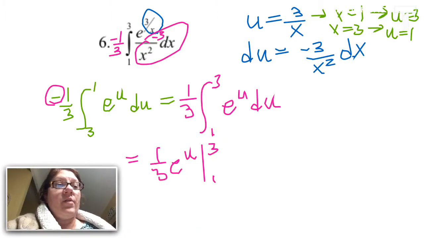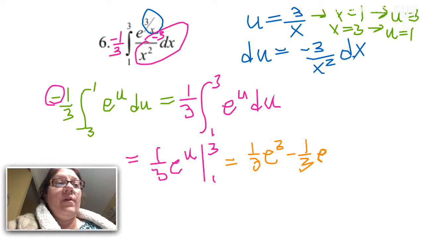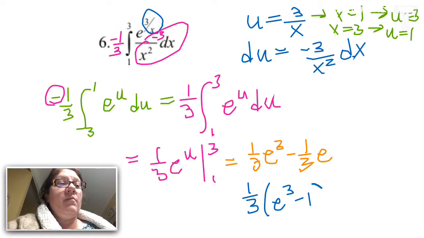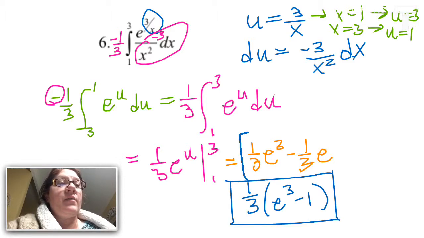So, plugging in, I get 1/3, that's a third, e to the third, minus 1/3 e to the first. If I want, I could pull out the 1/3. So I'd have 1/3 of e cubed minus 1. Either of those, remember, it's dictated by multiple choice.